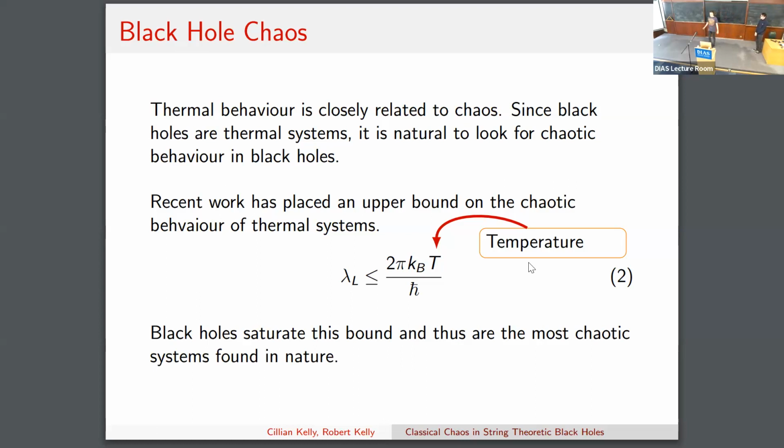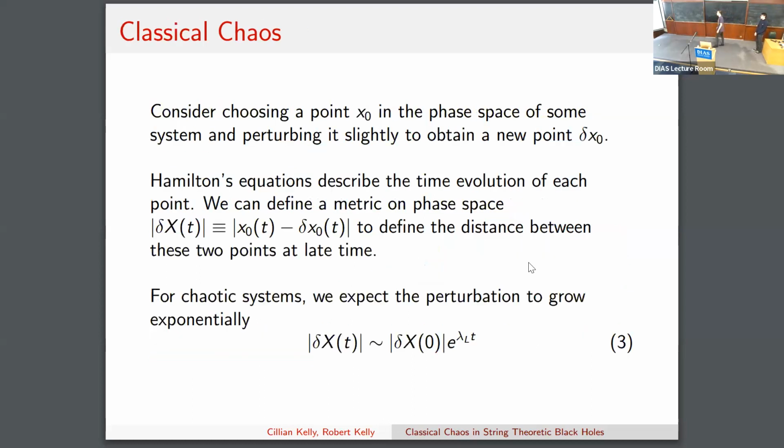So now I'm going to talk about how we quantify chaos in classical systems in general. So before we choose points in phase space to study the chaos of, I want to just mention this idea of thermalization. So to thermalize the system, what we'll do is we don't want our point that we choose, x0, to be associated with the initial conditions that we chose.